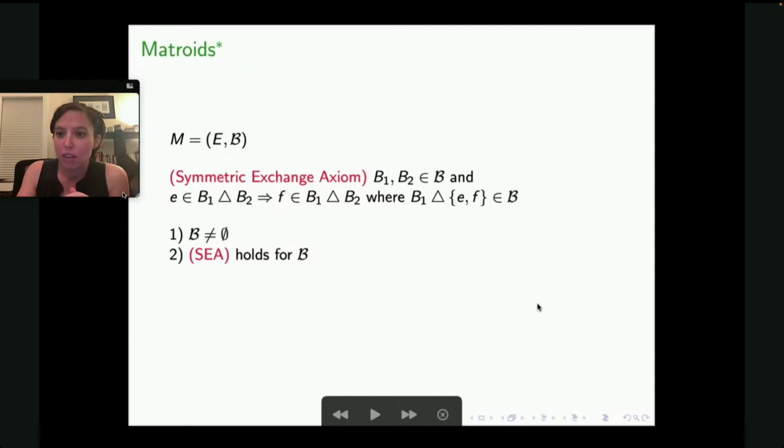Does anybody have another axiom to suggest? Equicardinality, yeah. Nicely done, Ricker. You sounded a lot like Dylan that time. They should all have the same size. That's the only difference between matroids and delta matroids.